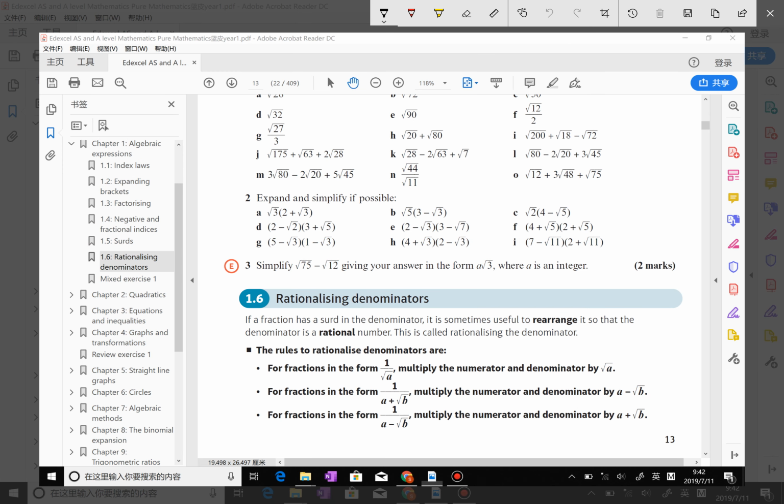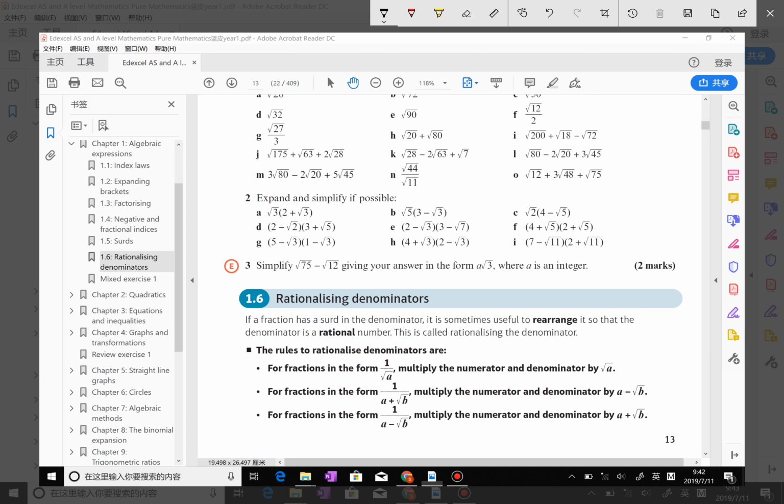If you have the form 1 over square root a, in order to rationalize the denominator, you can multiply by square root a in both numerator and denominator, so that you have 1 over square root a equals square root a over square root a times square root a, so that you have square root a over a. Okay, so we make the denominator a rational number instead of an irrational number.